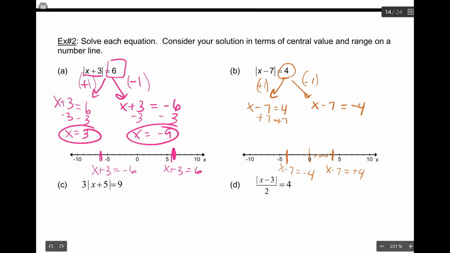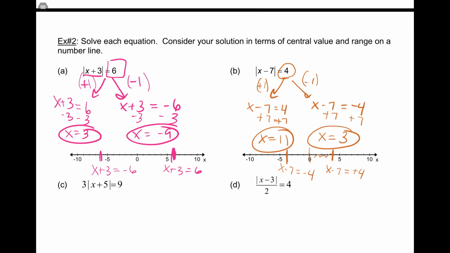Alright, so we add 7 on both sides. X is going to equal 11. Add 7 on both sides. We have x is equal to positive 3. So we have two positive solutions. Right, so x is two positive numbers. And this is not an issue because it's only when we plug back in inside the absolute value that we would find a negative 4. So for instance, let's just go ahead and do this real quick.